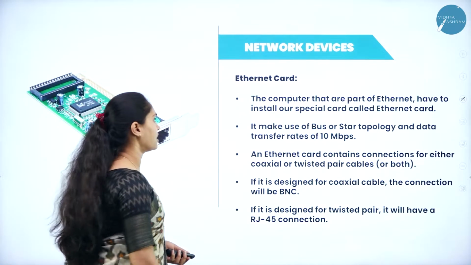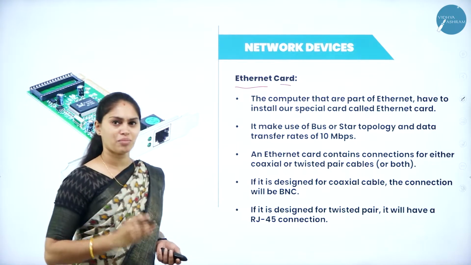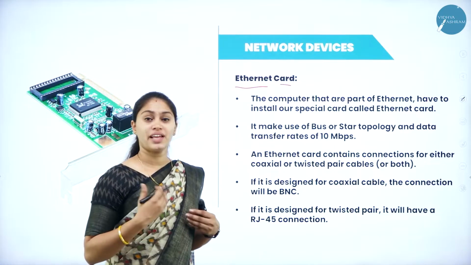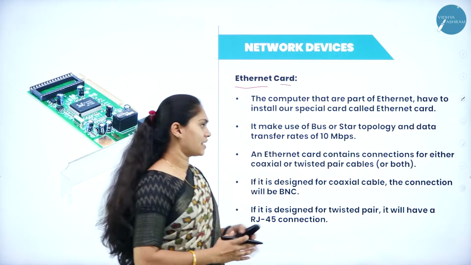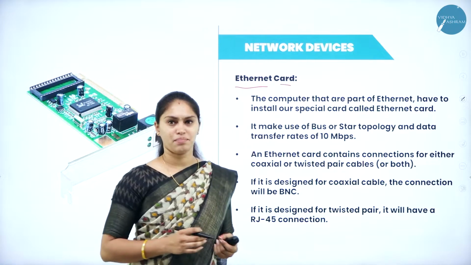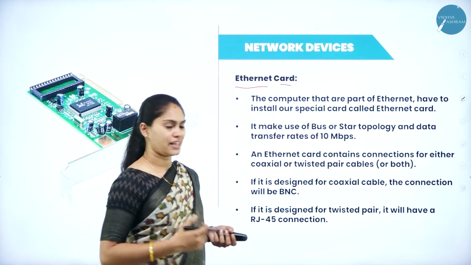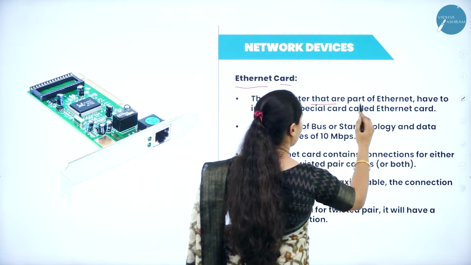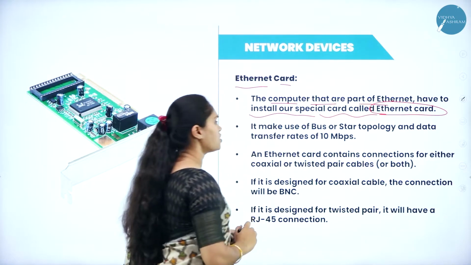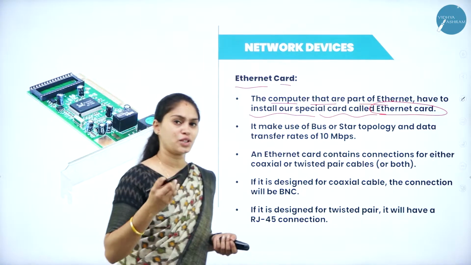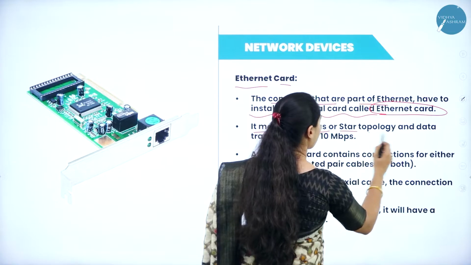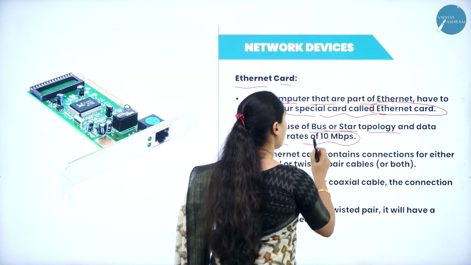We'll see the next one, that is the Ethernet card. You might have come across an internet connection. For that purpose, we use this Ethernet card. There are two kinds of Ethernet connections: either with the help of coaxial cable or with twisted pair cable. The computers that are part of Ethernet have to install a special card called an Ethernet card. Why do we use this Ethernet card? In order to get internet access. Mainly it makes use of a bus or star topology and data transfer rates of 10 Mbps.